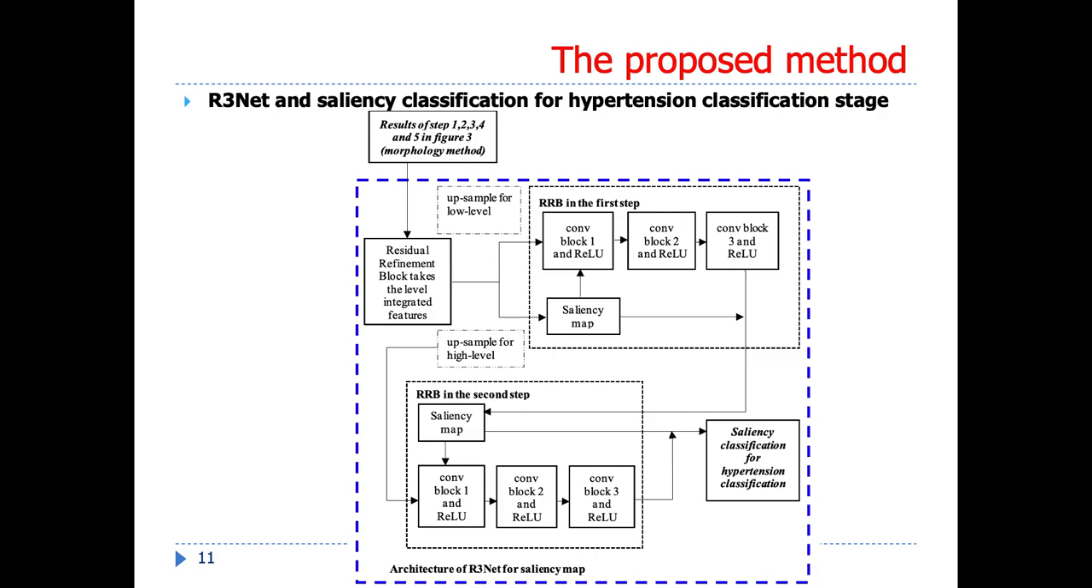However, in our model, we only use the result of steps 1 to 9 in the original morphology method. The adaptation of our model for the saliency map is based on the residual refinement block.